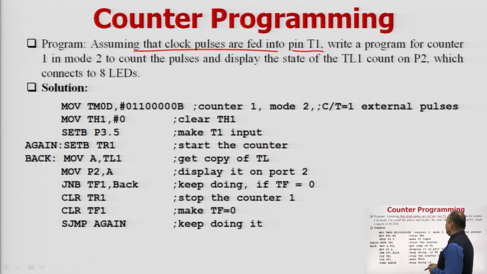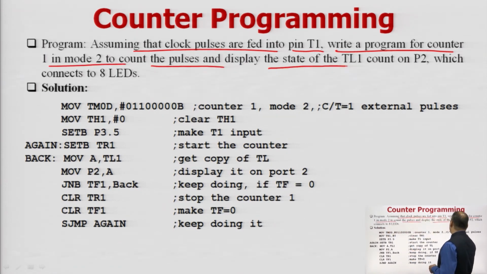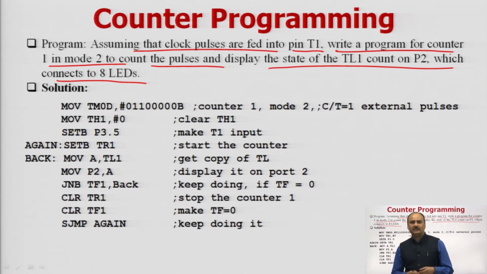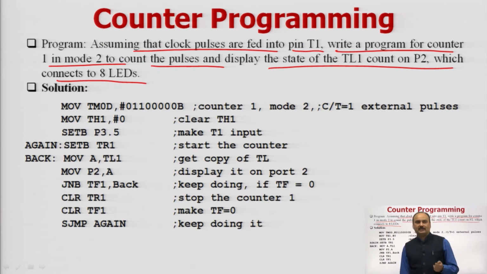So let's see the counter programming. Assume that the clock pulses are fed into the pin T1, the pin responsible for timer 1 operation. Then write a program for counter 1 in mode 2 to count the pulses and display the state of the TL1 count on P2, which is connected to 8 LEDs. So here in this program we need to count the pulses which are fed into pin T1. We need to select counter 1 in mode 2 and display the value of TL1 on P2, which is connected to 8 LEDs.